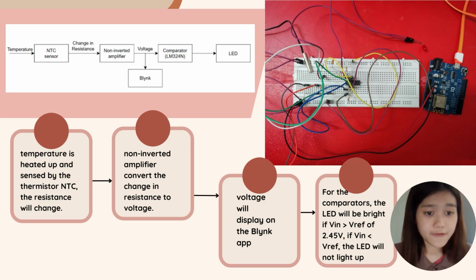On the other hand, if the amplified voltage is lower than the reference voltage of 2.45 volts, indicating a temperature below 38 degrees Celsius, the comparator output remains low and the LED will not be bright. This condition signifies that the temperature is within an acceptable range and there is no high fever detected.